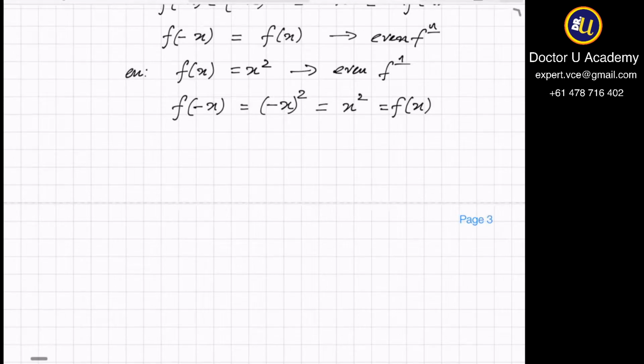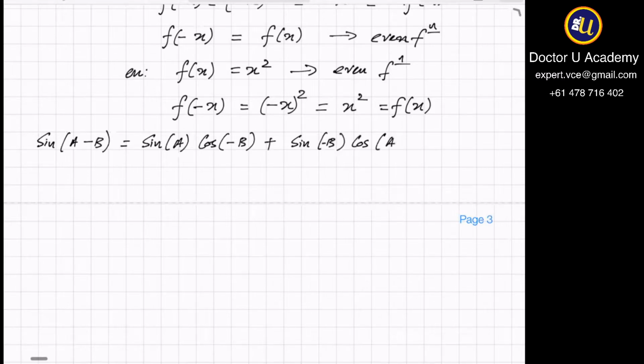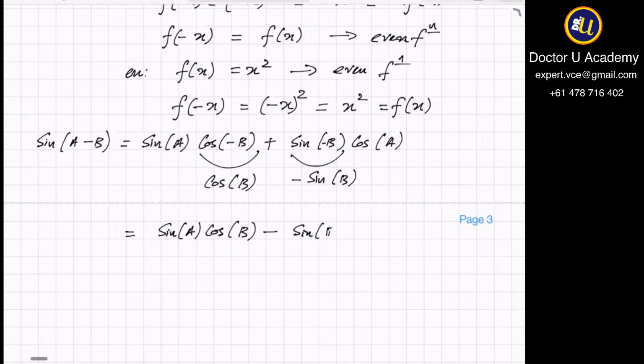So what we had before, sine A minus B. So what we had, sine A cos minus B plus sine minus B cos A. So now you know this is an even function, so cos minus B becomes cos B. You know this is an odd function, so it is going to be minus sine B. So you can rewrite this as sine A cos B minus sine B cos A, and that would be sine A minus B, and that is your second equation.